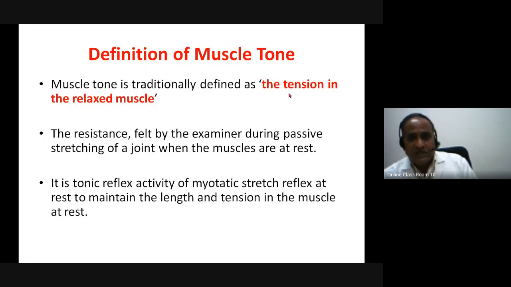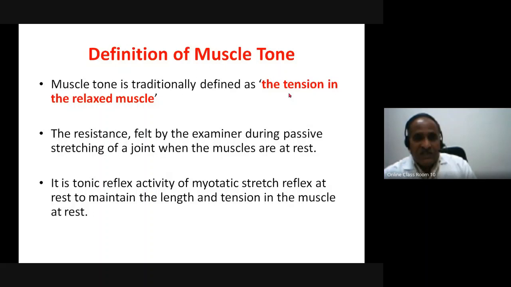Muscle tone is defined as the tension in the relaxed muscle. So look at that. There is a tension and there is a relaxation. How can it be possible? Tension in the relaxed muscle. This definition may not be fitting to describe the importance or the significance of muscle tone.